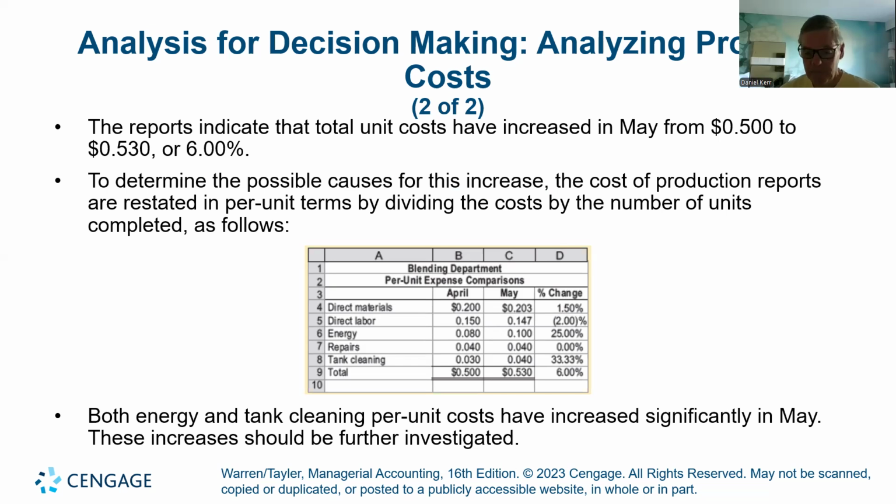So now if someone asked you, if you're in charge of production, why were your total production costs in this department up by 6%? You could say, well, it was attributable to an increase in materials, an increase in energy, and an increase in tank cleaning. It was partially offset by a reduction in the direct labor cost, but overall the costs were up by 6%. Okay, so your energy and tank cleaning costs have increased significantly in May. So we've got to investigate these. Why were energy and tank cleaning up significantly?